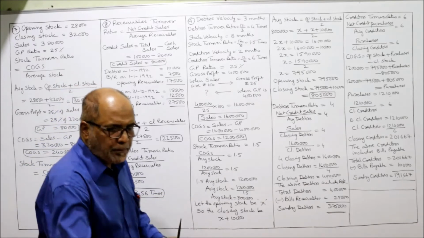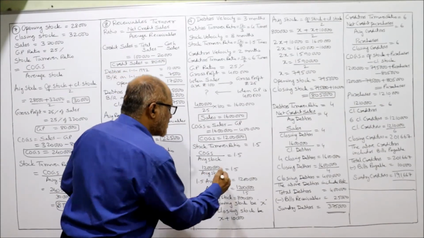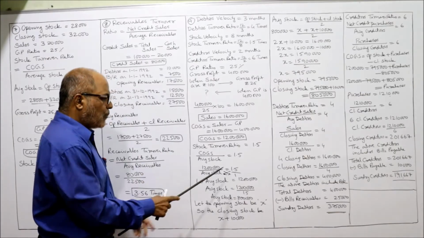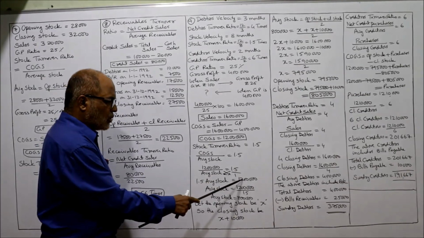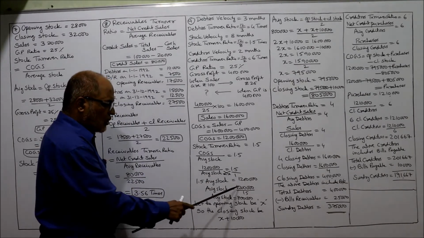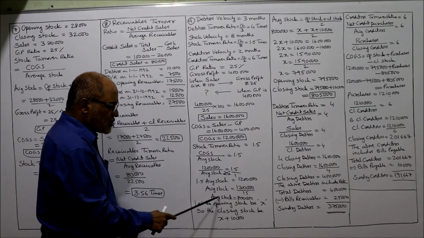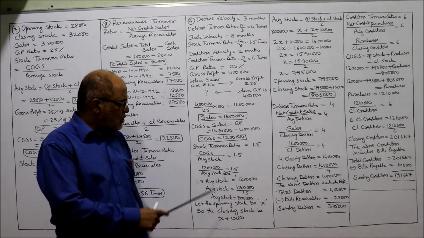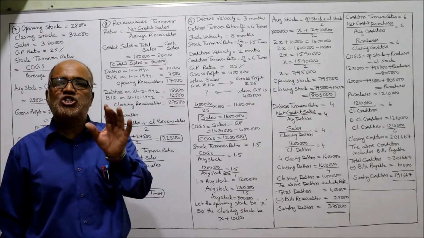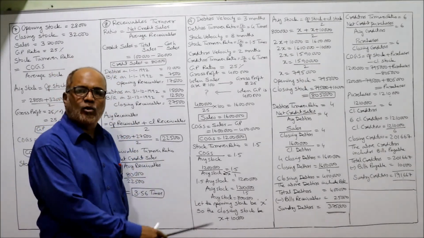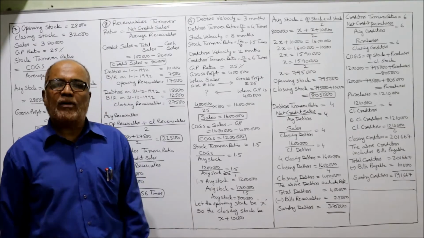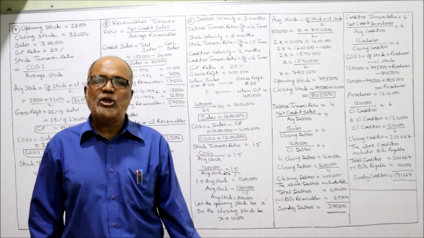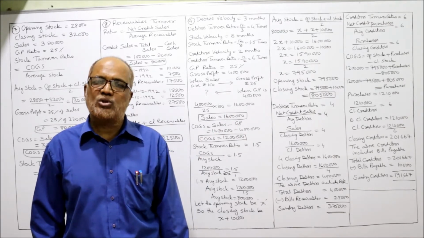Now cross multiplication. If I make a cross multiplication like this, then what will happen? 1.5 times average stock is equal to 12 lakh. Average stock is equal to 12 lakh divided by 1.5. So average stock is 8 lakh rupees. Now we know the formula for average stock: opening stock plus closing stock divided by 2.